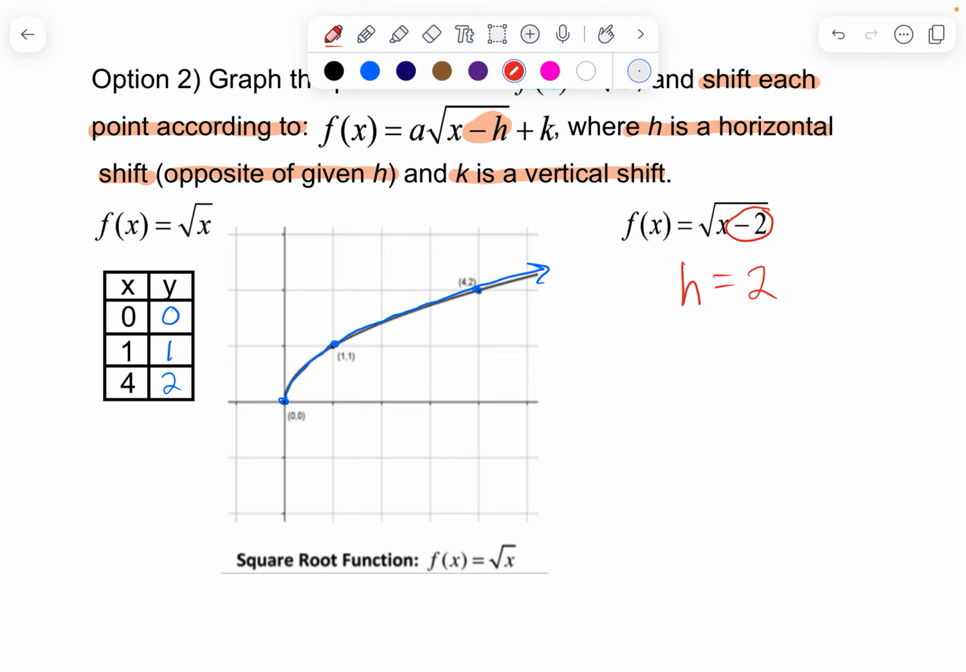So this 0, 0 goes 2 to the right. This 1, 1 goes 2 to the right. This 4, 2 goes 2 to the right. And that would be my function. So it really depends on what you like best. You can either do option 1 or 2, whatever works best for you.